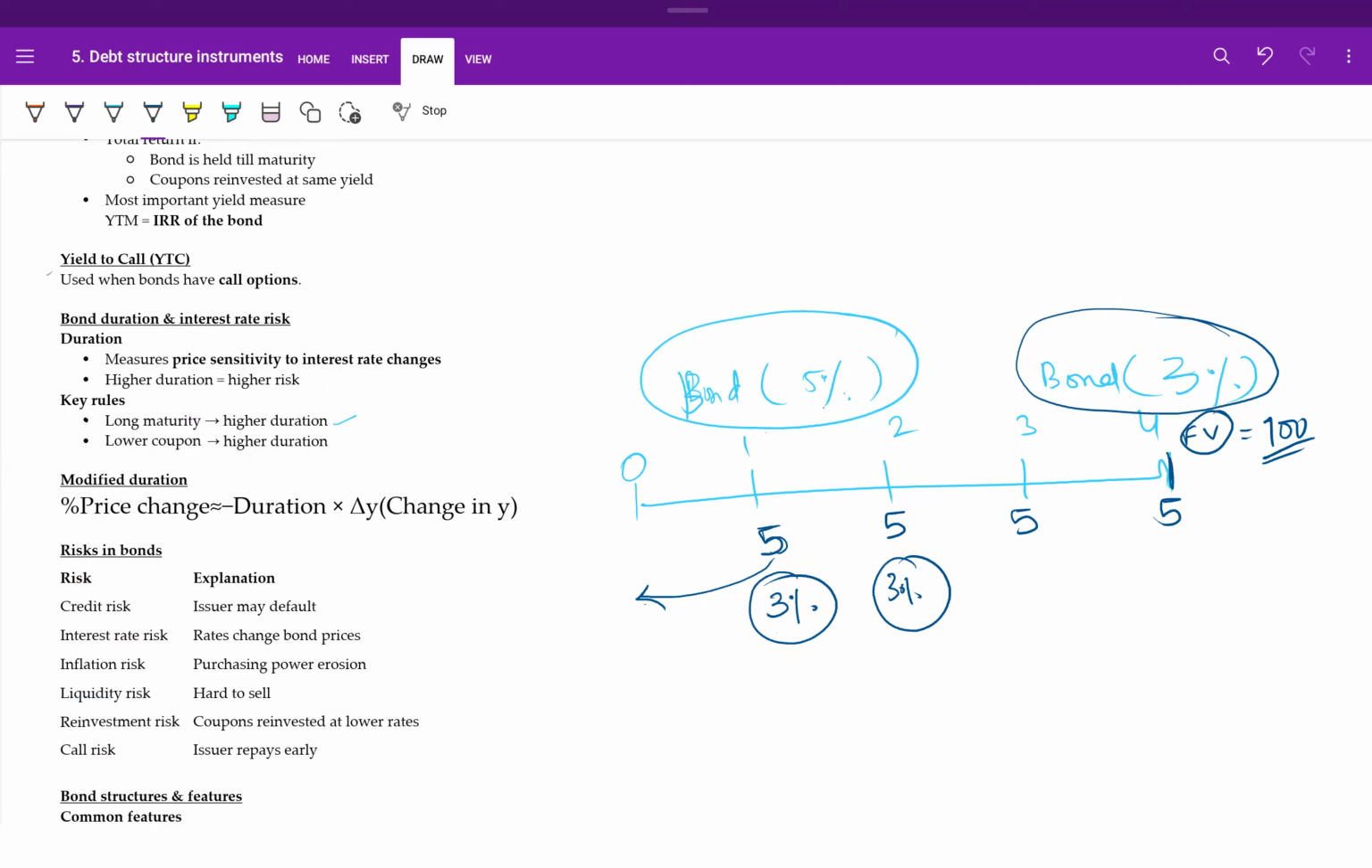This is especially important for investors who depend on income, like retirees. And it is one of the reasons why yield calculations assume reinvestment at the same rate, which may not happen in reality.